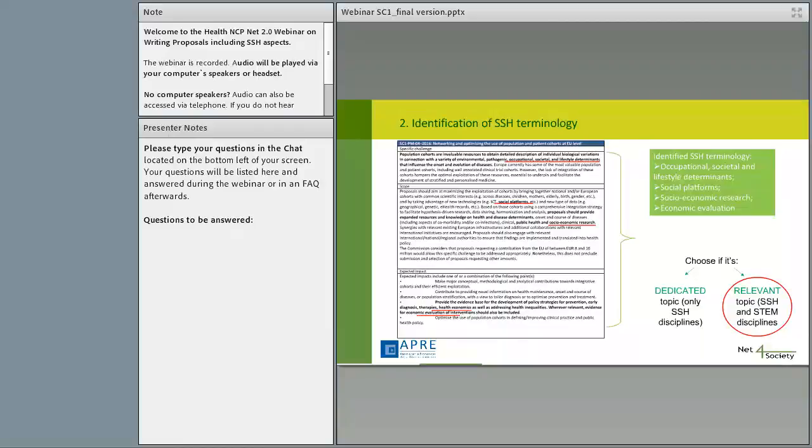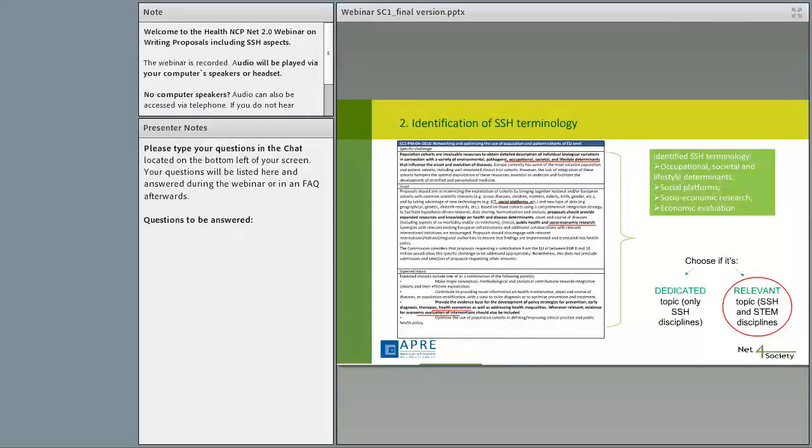So first of all, occupational, societal, and lifestyle determinants are required in these topics, and they are something not medical, but something from the SSH world, from the sociological aspects, psychological aspects, behavioral aspects. Again, social platforms. When you see social platforms, of course, you need to consider also the social and sociological aspects. There is again a reference to socio-economic research in this topic. So, of course, this topic is relevant for the socio-economic sciences and humanities. And in the end, in the impact, you have the economic evaluation, that is again a socio-economic sciences and humanities aspect. So this is the terminology taken from this flagged topic.